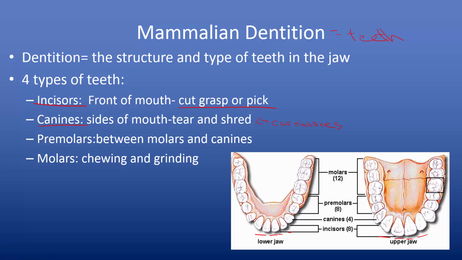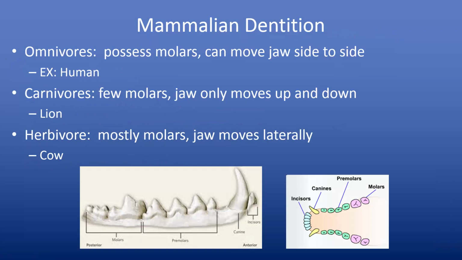Then we have premolars, and those are between the molars and the canines. Those are typically the two to three teeth in between the molars and the canines. And then we have molars, or real molars, if you will, and those are for chewing and grinding. So animals such as cows have mostly molars, right? And going to the next one, you'll see some examples.